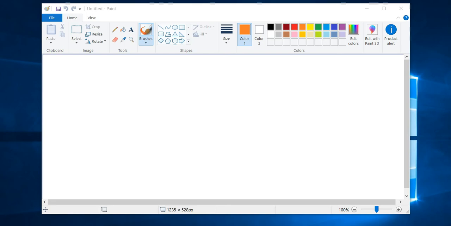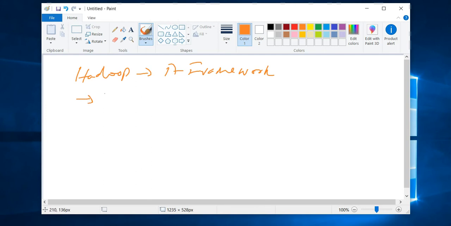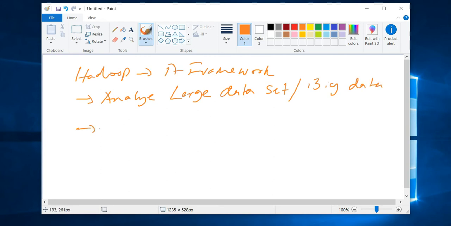So let's talk about Hadoop. What is Hadoop? So Hadoop is a framework. And then what does it do? It analyzes large data sets, which we often call big data. And how does it do it?